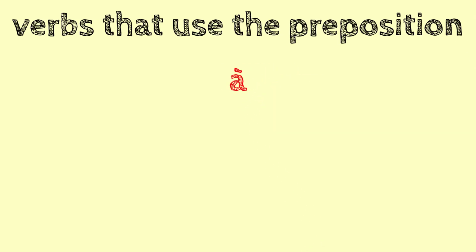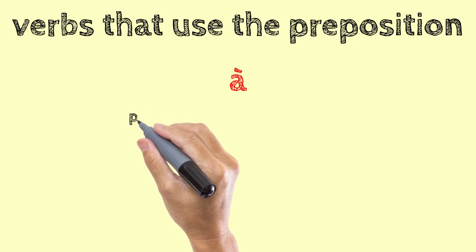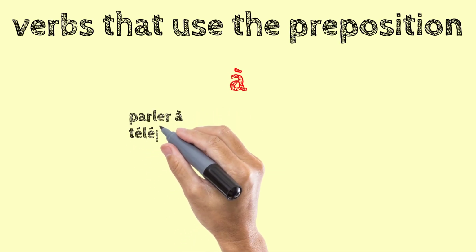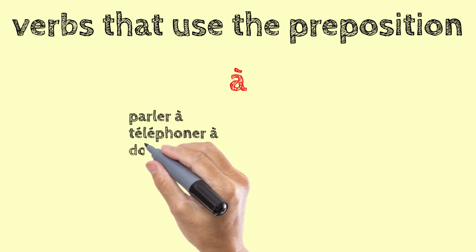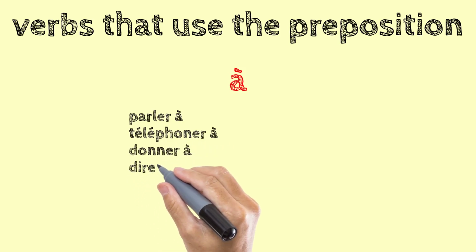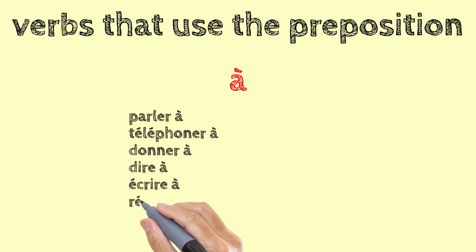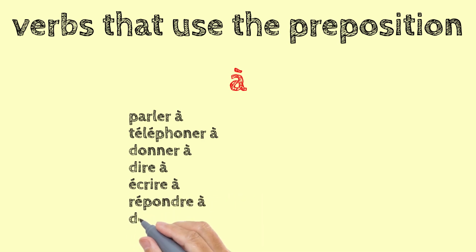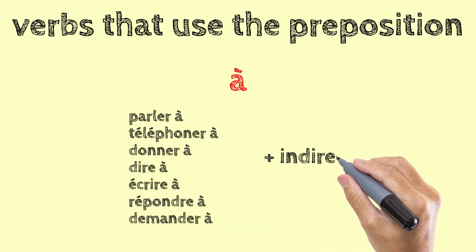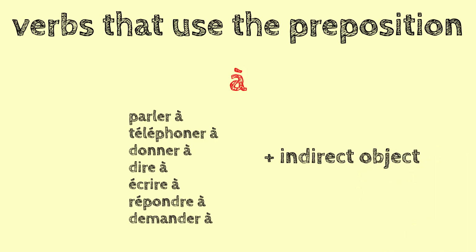There are some verbs in French that automatically take an indirect object, and they're verbs that use the preposition à directly after them. So verbs like parler à, to speak to, téléphoner à, to phone to someone, donner à, to give to someone, dire à, to say to, écrire à, to write to, répondre à, to answer, and demander à, to ask of someone. They all take an indirect object and therefore an indirect object pronoun as well.